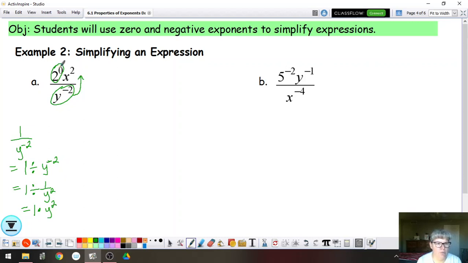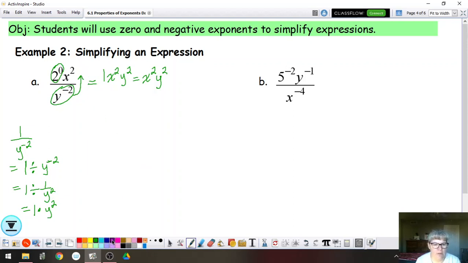2 to the 0 is the same thing as saying 1. So this expression is going to become 1 x squared y squared. Or, as you will likely see in any sort of answer key, just x squared y squared. So if you have a negative exponent in your denominator, it can move to the top. That's the reciprocal of something being in the denominator, is that it goes to your numerator.